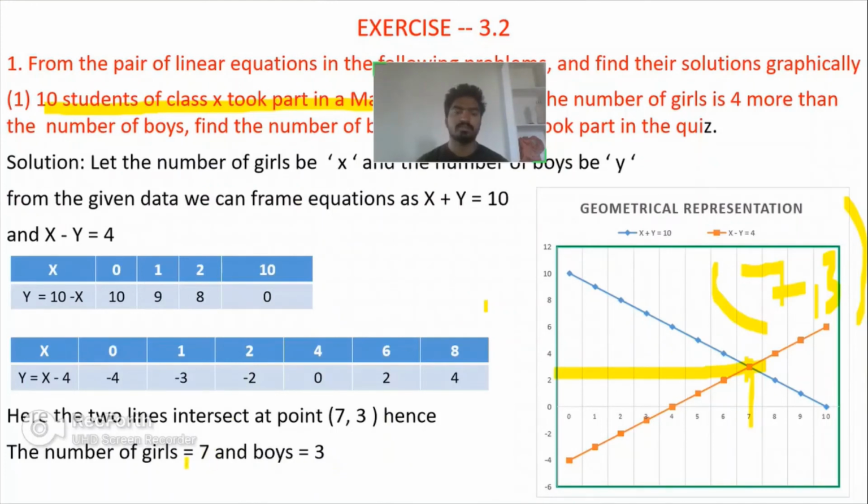Okay. If you want to check whether the given values of boys and girls are correct or not, we have to substitute these values in the two equations and see whether they are satisfied. If I substitute x is equal to 7 and y is equal to 3 in the first equation, I get 7 plus 3, which is equal to 10. If I substitute the values of x and y in the second equation, I get 7 minus 3, which is equal to 4. So hence the values we obtained are correct, right?